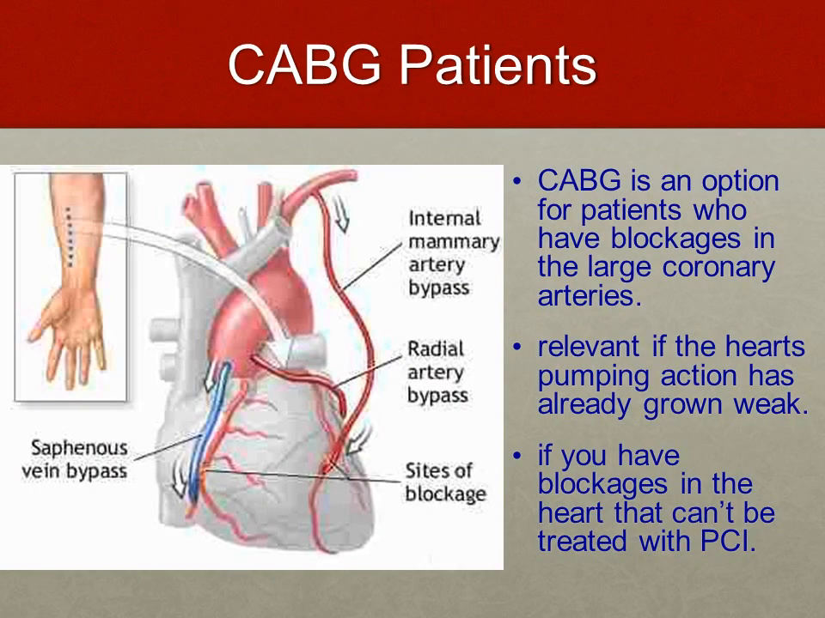So a patient who qualifies for CABG is one who has large blockages of these arteries, and it's also relevant if the heart pumping is growing weaker and putting a lot of pressure on the heart, and if you have a blockage that can't be treated with a PCI. And if you look at this image, it shows that you get a vessel from your arm or leg, and you use it to create a different route of blood flow.